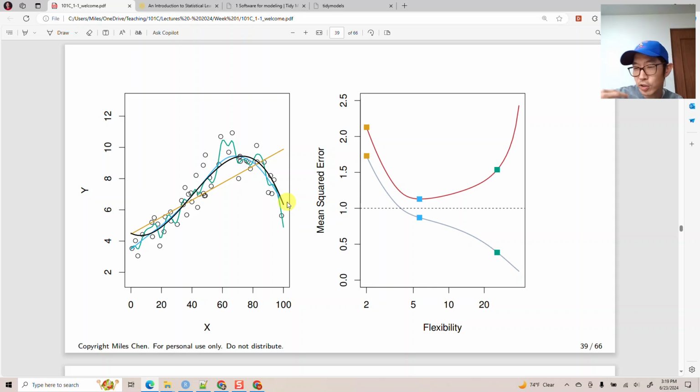But if we get new observations, something that we haven't seen, and we're trying to make predictions, its performance just isn't going to be as good. And so you get the best performance for the test error, mean squared error for the test data, with some kind of in-between amount of flexibility.